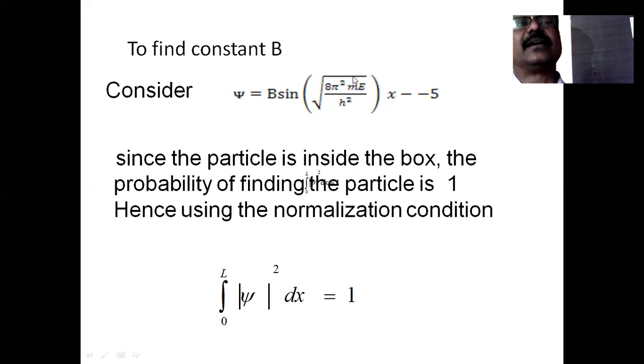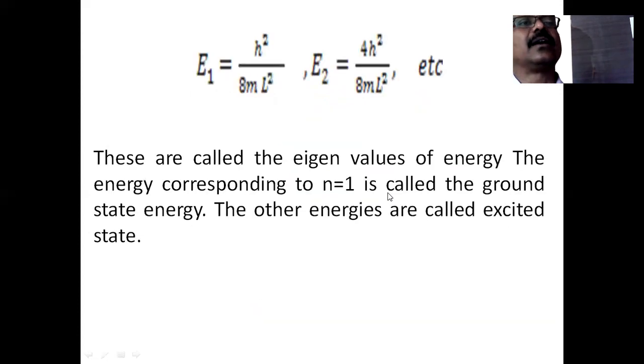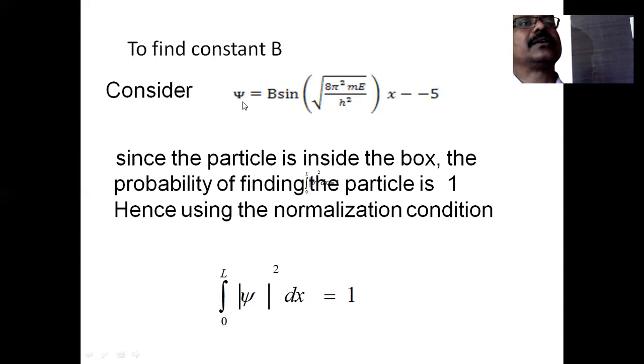In the above case, we get k times L equal to n pi. Therefore k is equal to n pi by L. The same thing we insert here. Psi is equal to B sin of n pi x by L.